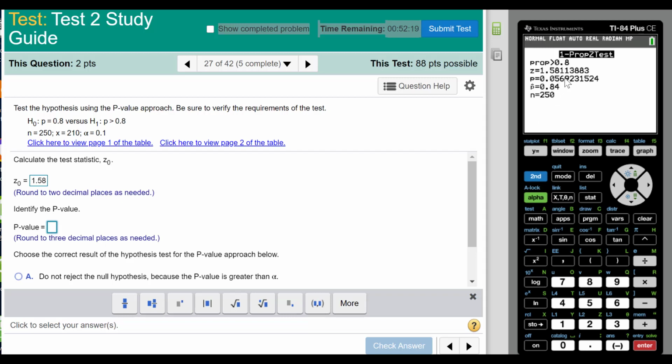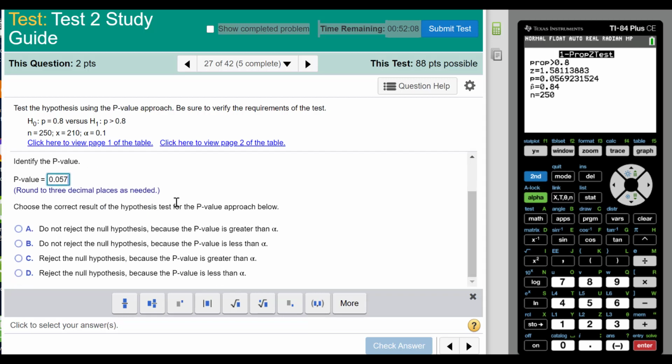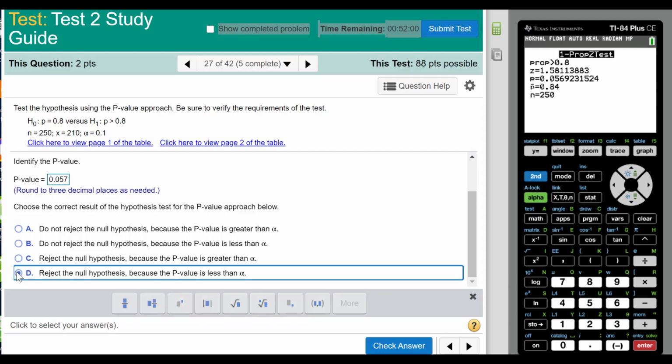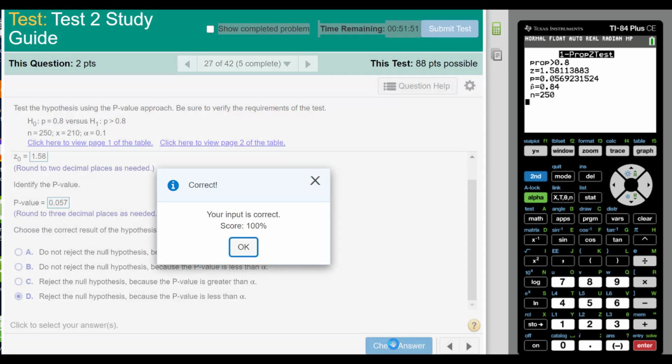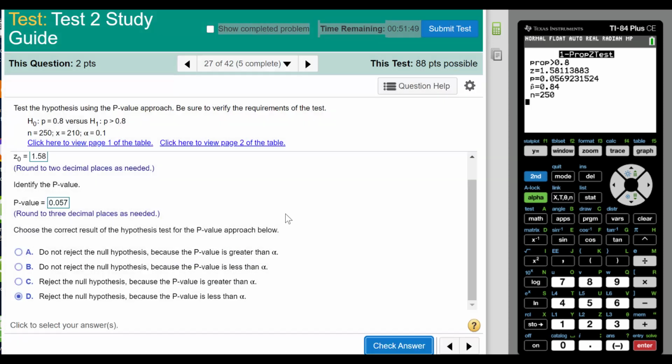0.057. And alpha is what? 0.1. Well, you know 0.057 is less than 0.1. If p-value is less than alpha, we reject the null hypothesis. If p-value is more than alpha, we fail to reject the null hypothesis. So we're going to reject the null hypothesis because p-value is less than alpha. And that should be it. See, got 100%.